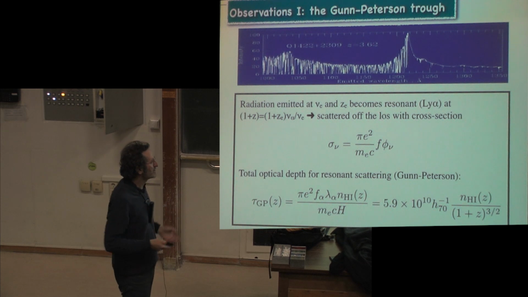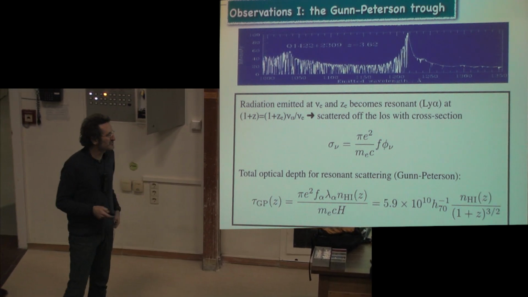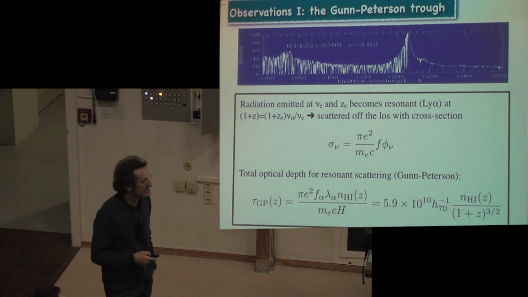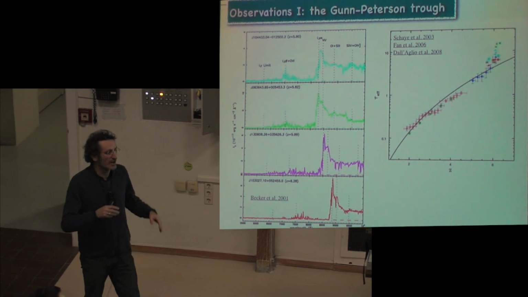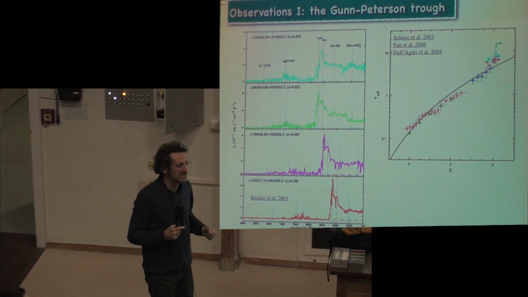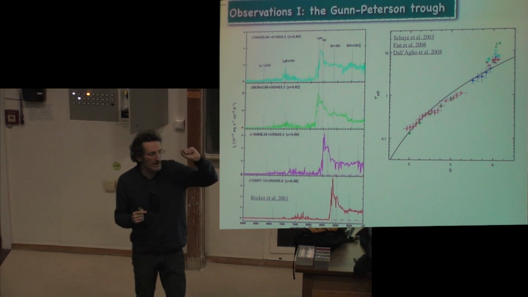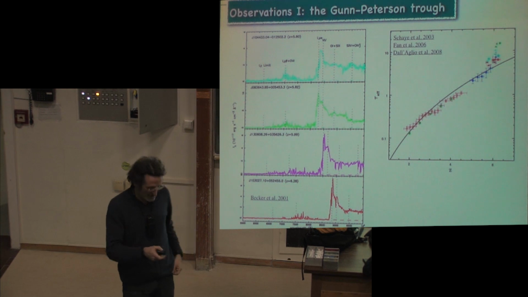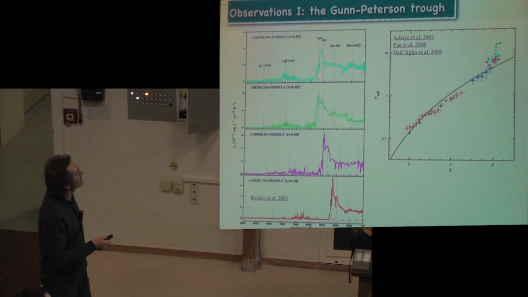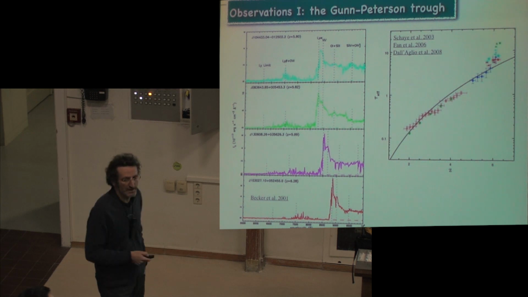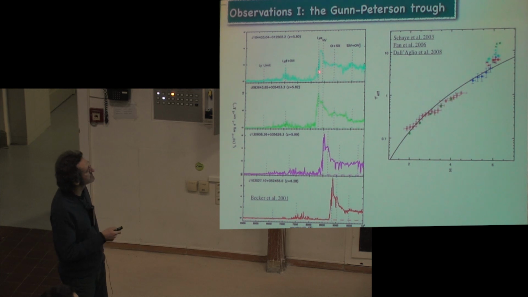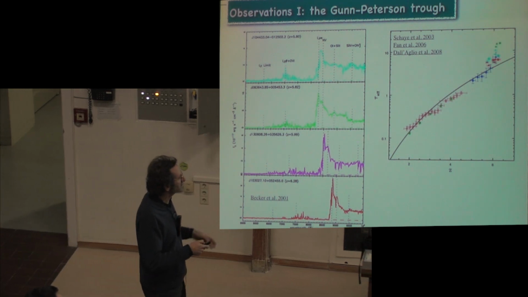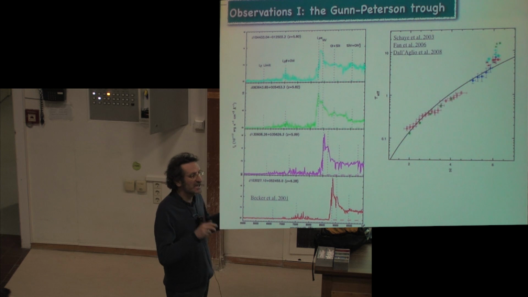Well, people in the last, I would say, three decades have done a lot of work on this. Okay, and you can really do statistics. You have a lot of bright quasars at high redshift, not many, but a lot. You can sample single lines of sight and make statistics of your lines. Okay, this is a paper by Becker et al. 2001. They show you the spectrum of quasars at different redshifts, from 5.8 to almost 6.3.